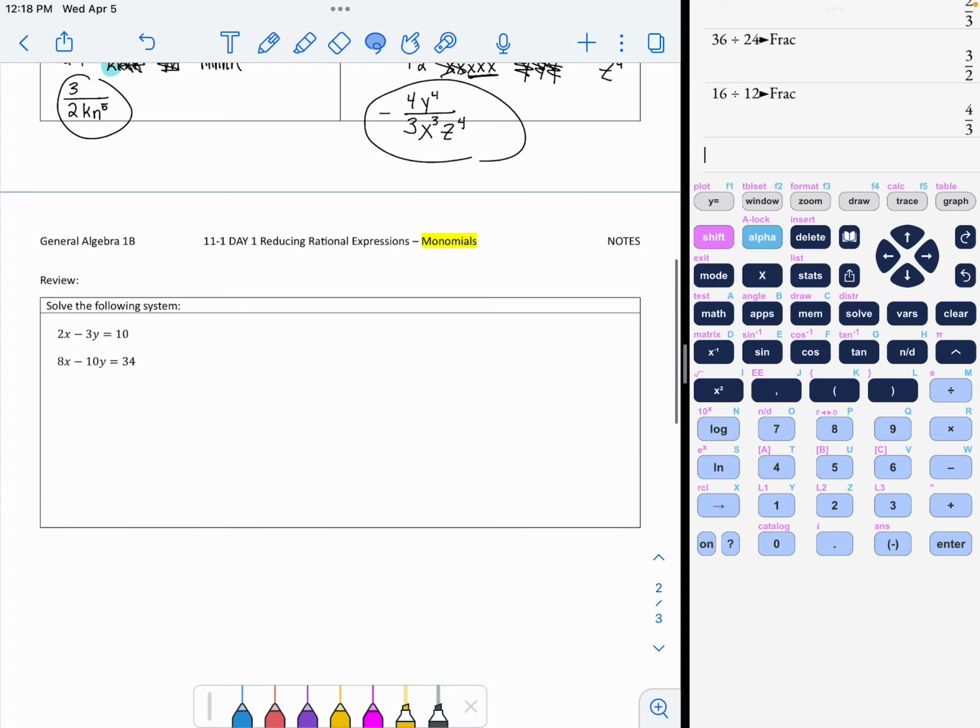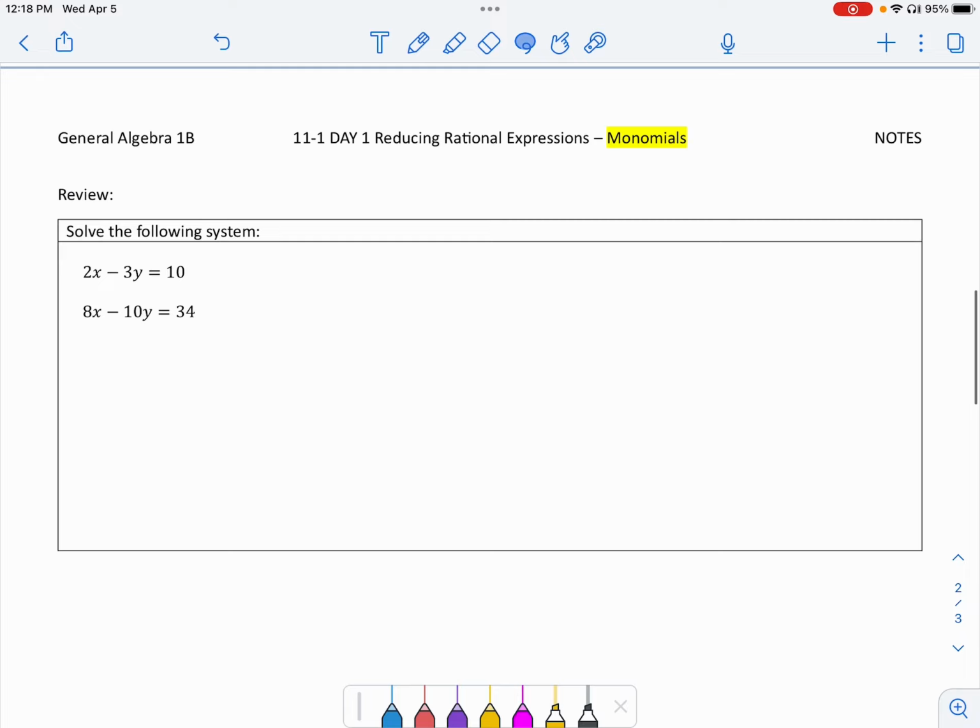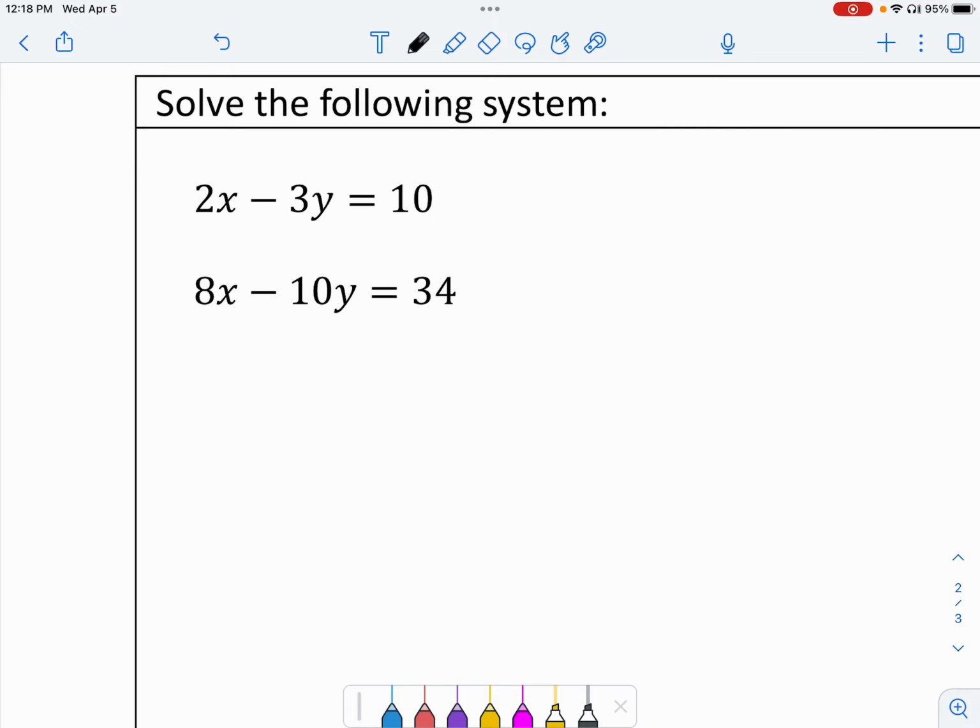All right, now here's a review. We have to be able to do these on the keystones. Notice I don't have a word problem with this one. We'll build up to that someday. All right, this is set up for elimination.